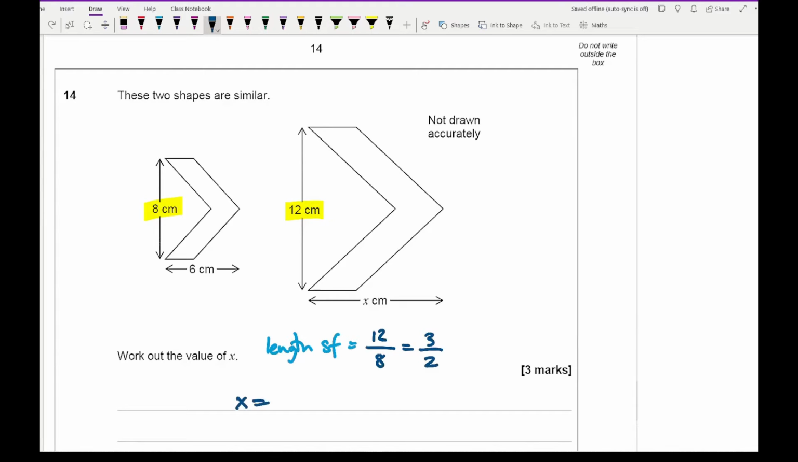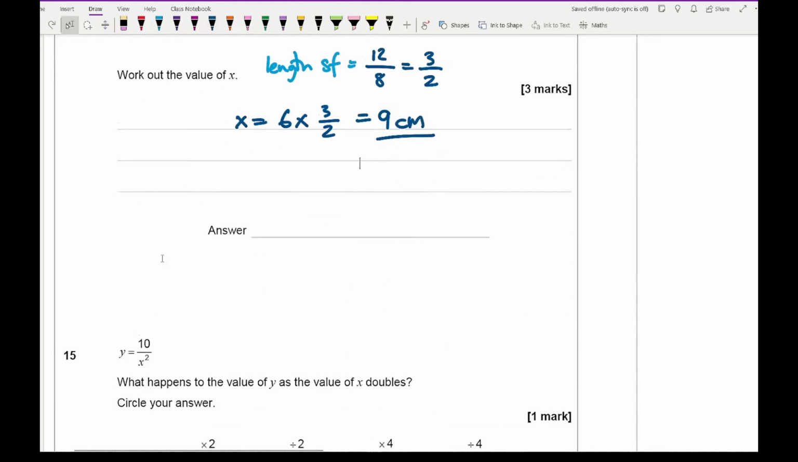Now to work out x, we're going from small to big. So I'm going to multiply the side that corresponds to x by the scale factor, which is 3/2, and that's going to give me an answer of 9 centimeters.